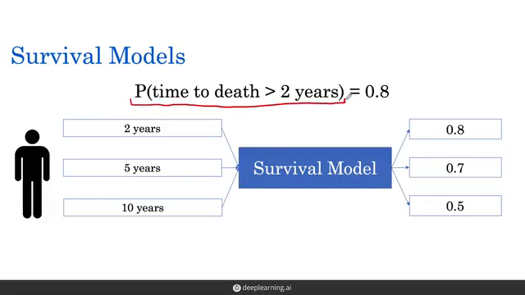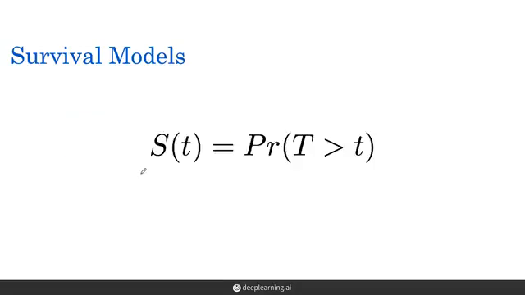The key quantity here is this. What is the probability that the time to death is greater than some number of years? And this is what we care to model in survival models. The probability that the time is greater than some quantity, and that is called the survival function. And the survival function is a function that's defined for every time point t, and we'll talk a little more about the properties of the survival function shortly.